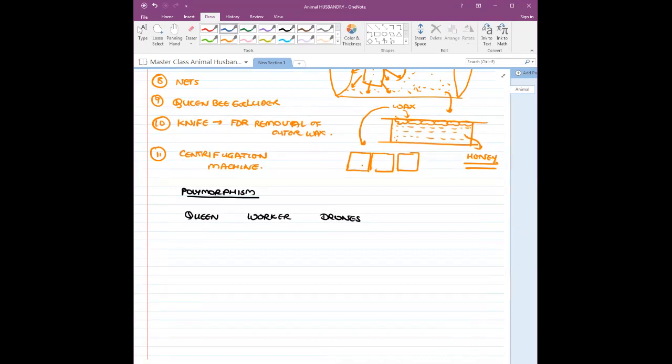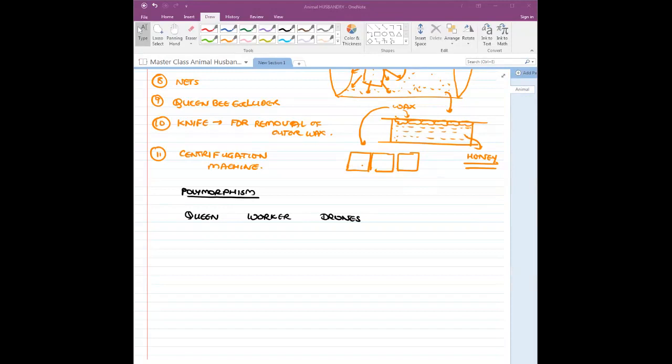Can anybody give me quickly what is 2N for honeybees? Quickly, quickly, guys. Very nice, Komal has given me the right answer, waiting for the others to answer. Guys, anybody else? Only one person. Anybody? Strange. Only one person has answered. Nobody else has read the chapter, I guess.